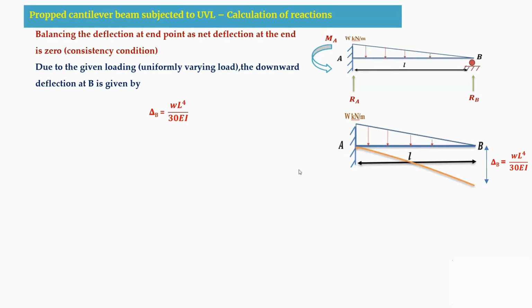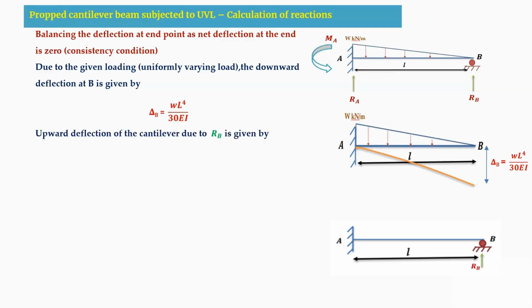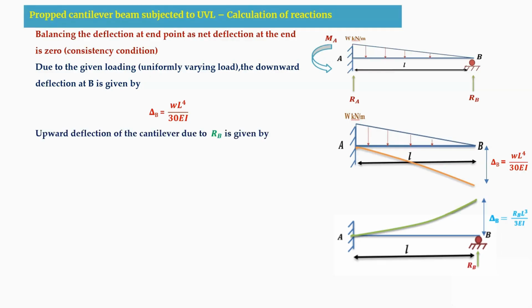After writing this, we have another beam, that is a cantilever beam. This is the second part, which has an upward reaction at this B support. Due to this upward reaction RB, we have an upward deflection at this B support, and this is given by RB into L cube by 3 EI. So this is an upward deflection. Therefore, the net deflection at this point will be equal to 0.